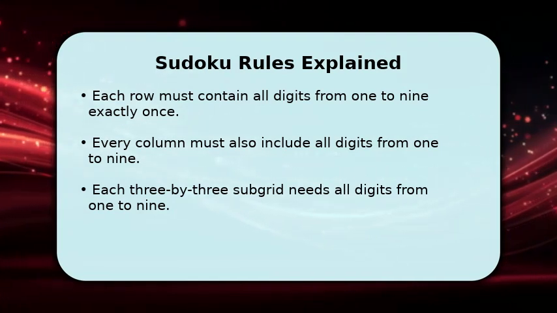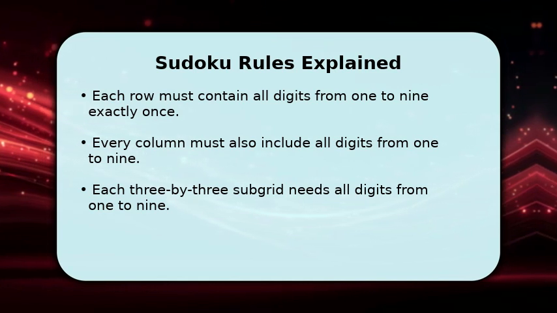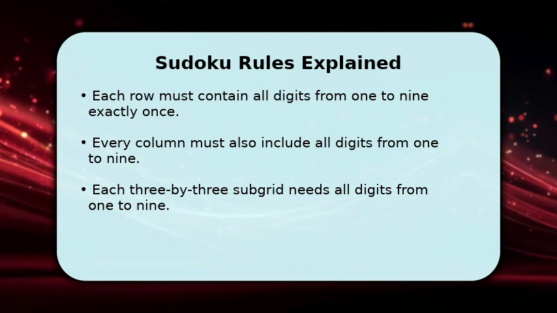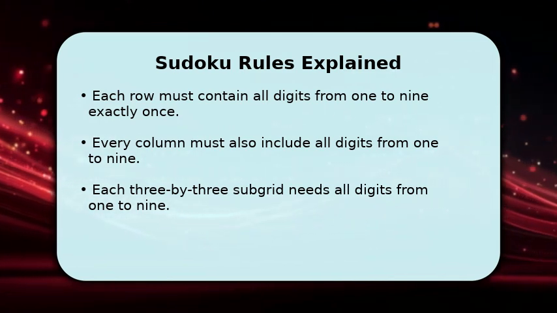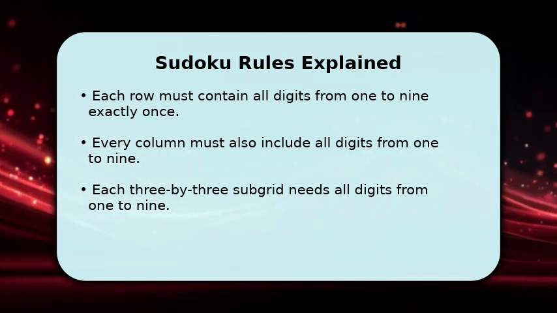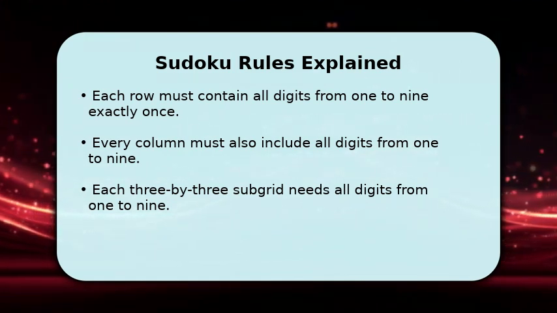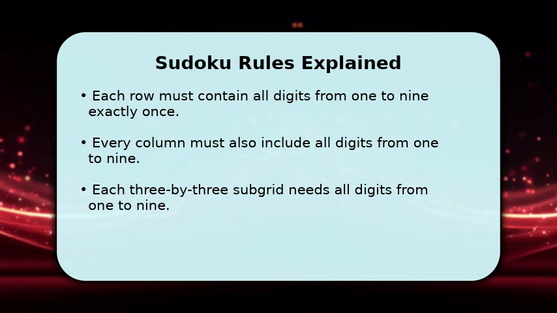Every single row on the board must contain the numbers 1 through 9, with no repeats. Similarly, each column must also feature all digits from 1 to 9, again without any duplication. Finally, each of the 9 smaller 3x3 boxes must also contain every digit from 1 to 9.